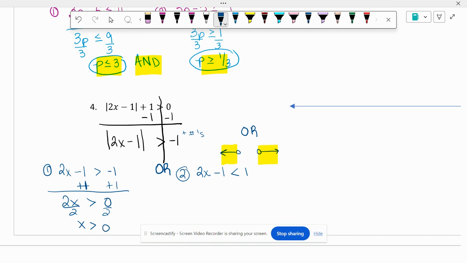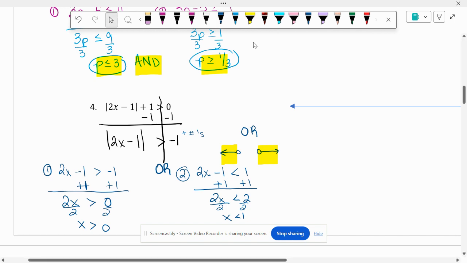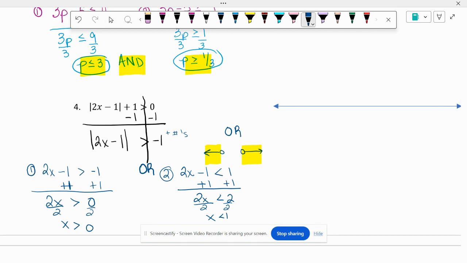My second inequality, I'm going to add 1 to both sides. 2x is less than 2. Divide both sides by 2. X is less than 1. So let's look at what happens. This is 0. X is greater than 0, so that's going to be anything that goes this way. X is less than 1. So here's a 1, open circle. That's anything that goes this way.